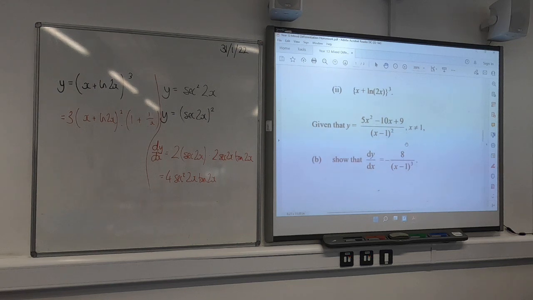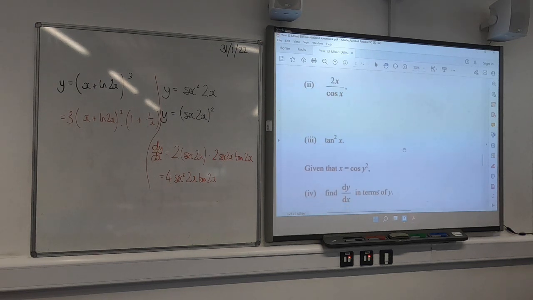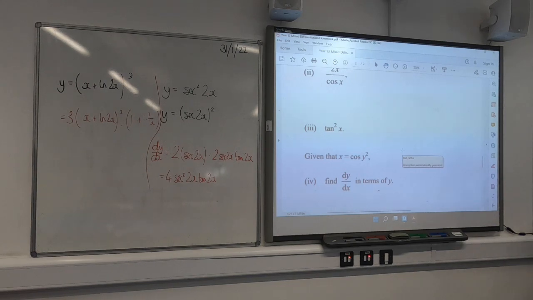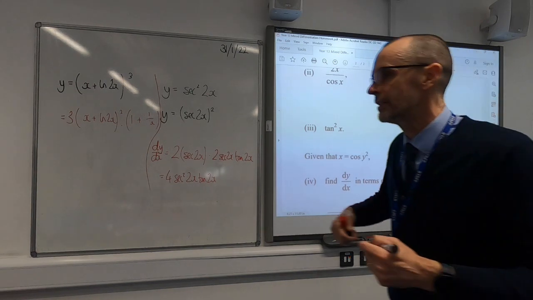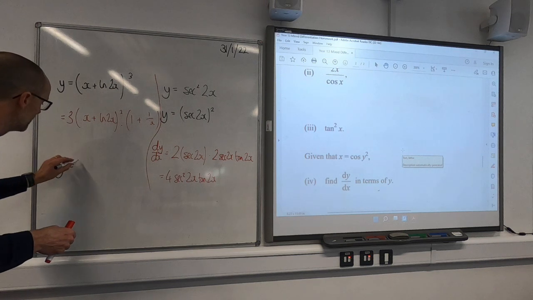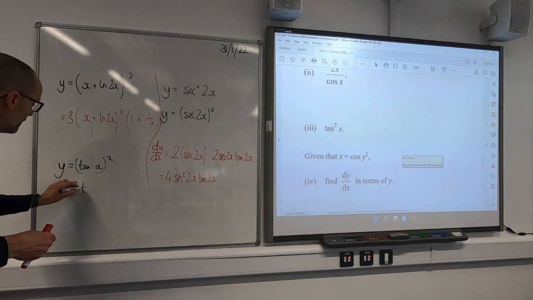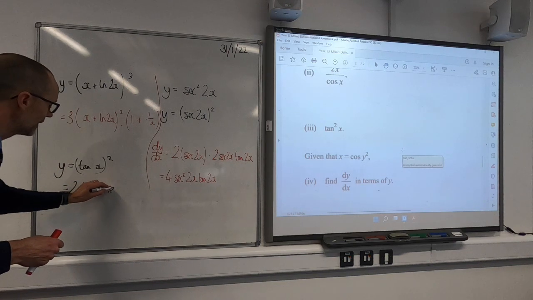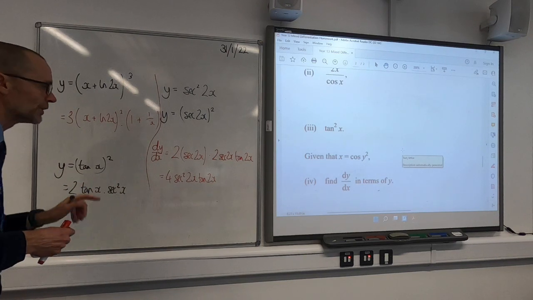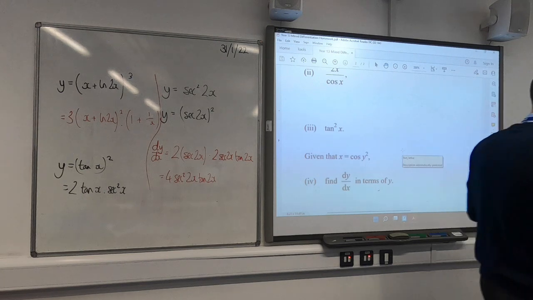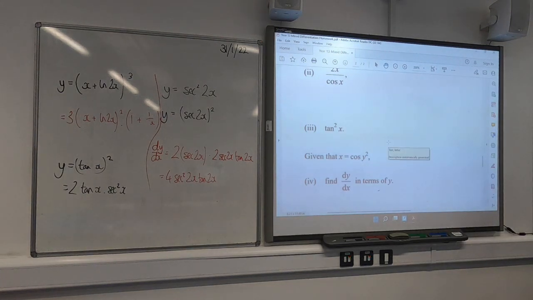And you know, we had all the way down here tan squared x, again a bracket. So write it like this, multiply by the power, reduce the power by 1, multiply by what you get when you differentiate the bracket, which is on the formula sheet. Simple, simple, simple. Okay?